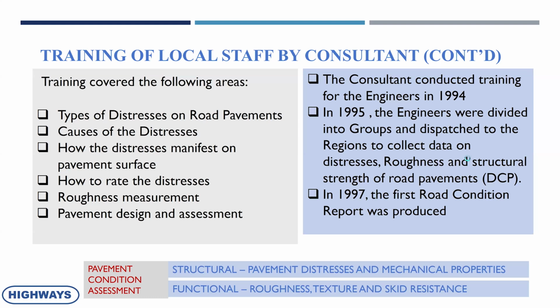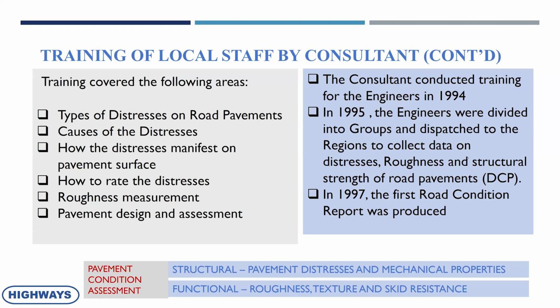Now, the training that we were given covered the following areas. We were taught the type of distresses that manifest on pavement surface. Then we were also taught the causes of the distresses and how the distresses manifest on the pavement surface. We were also taught how to read these distresses and also to carry out roughness measurement. They gave us some lectures on pavement design and assessment. The consultant conducted the training in 1994.